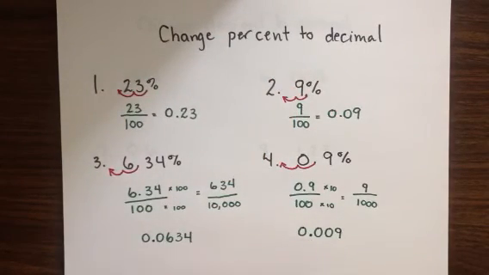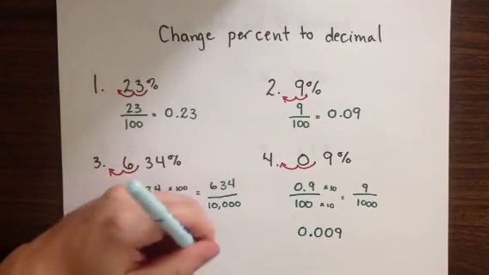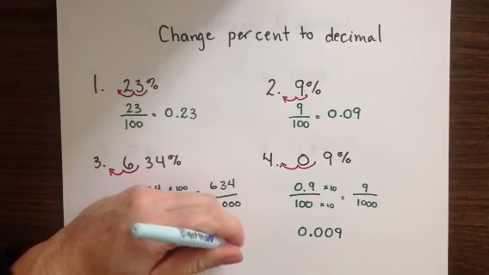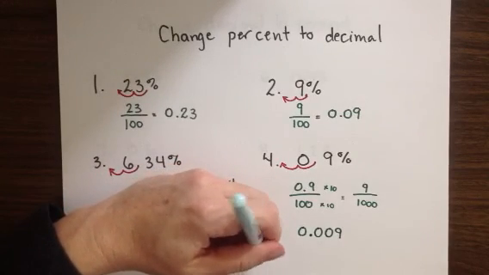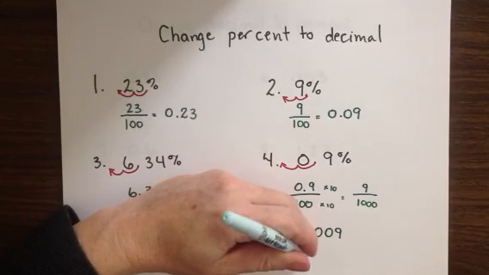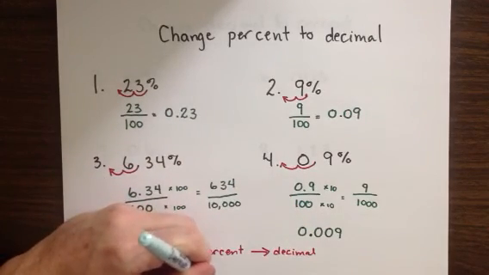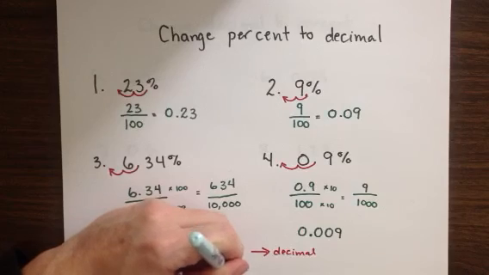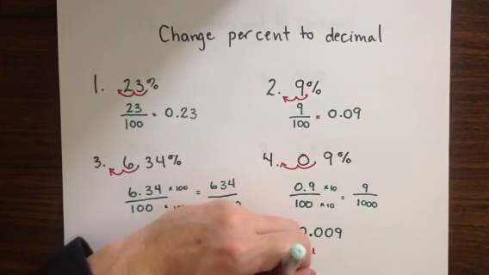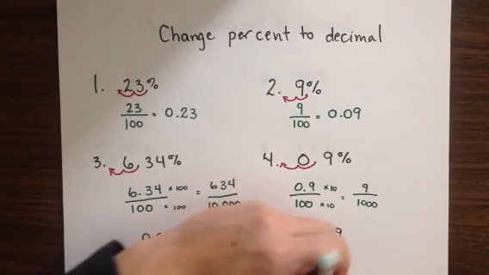So the shortcut, when you're going from a percent to a decimal, is to move the decimal 2 places left.